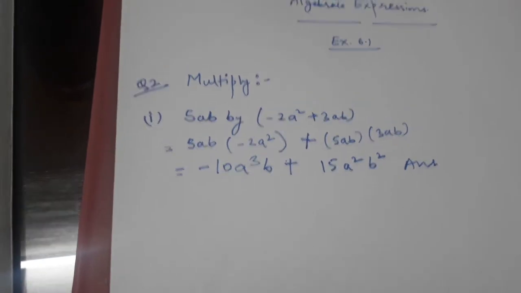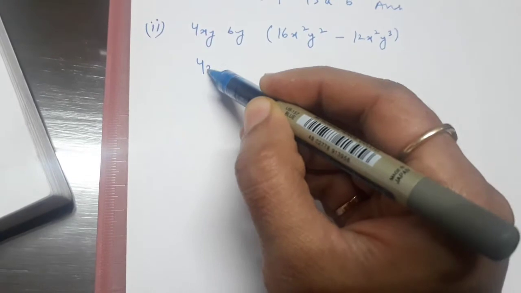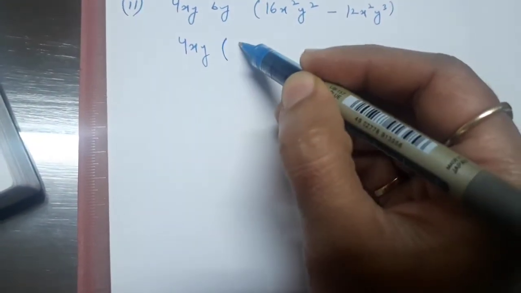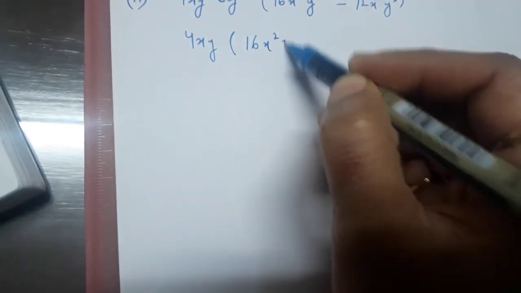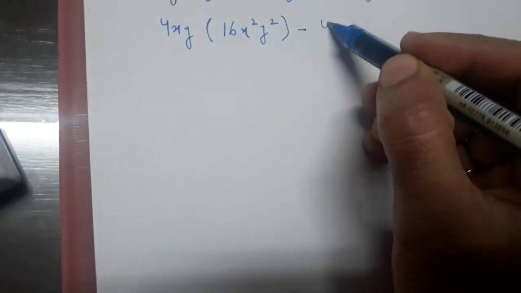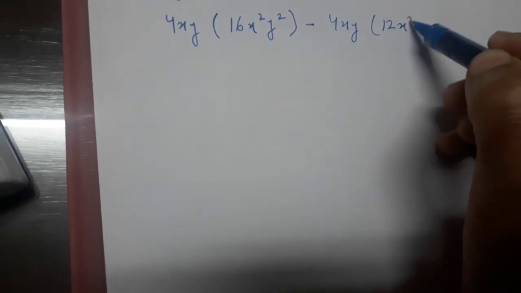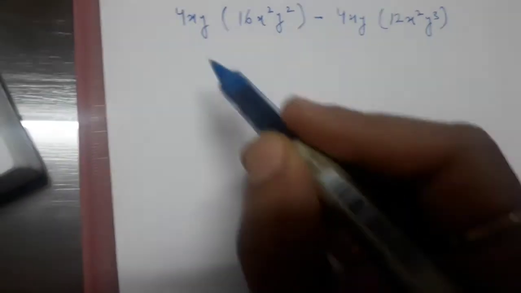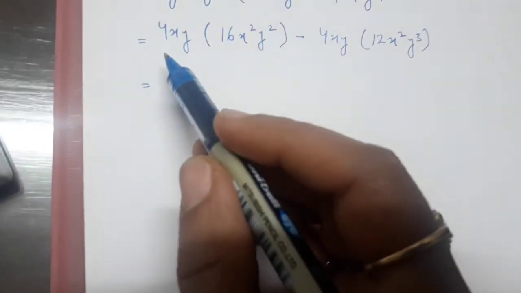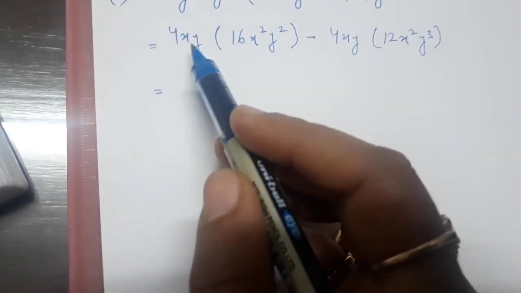Now come to the second part. So in part 2, 4xy will be multiplied by 16x square y square, then subtract 4xy, then again will be multiplied by 12x square y cube.